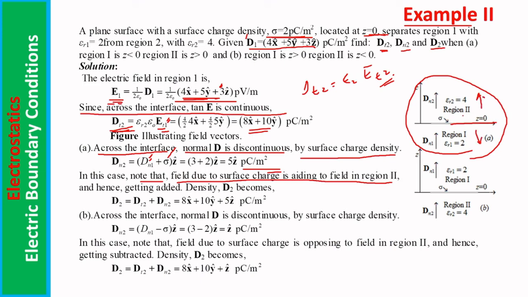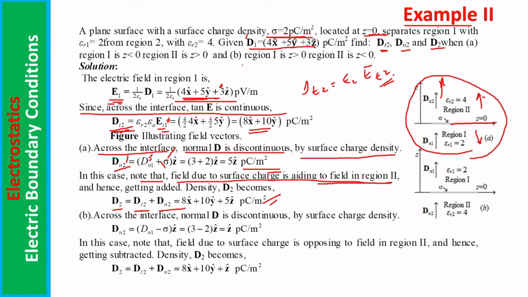Now you concentrate on region 2. In region 2, the field due to surface charge is aiding the field in region 2. Field in region 2 is upwards. In region 1 also it is upwards. It is upwards and this field is also upwards. They are in the same direction. Therefore, the plus sign you have to use here. So dn2 is 5 z cap. Now d2 is dt2 plus dn2. dt2 is available. dn2 we have calculated just now. Add these two, we will be getting d2.